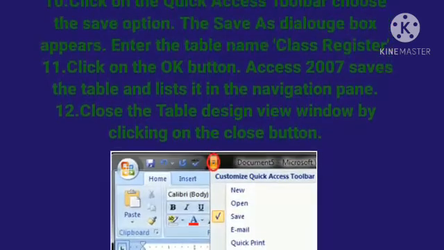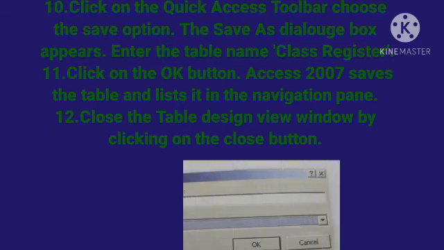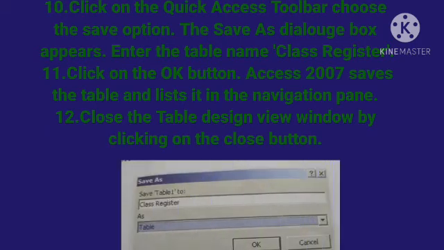Click on the Quick Access Toolbar, choose the Save option. The Save As dialog box appears. Enter the table name Class Register. Click on the OK button. Access 2007 saves the table and lists it in the Navigation pane. Close the Table Design View window by clicking on the Close button.